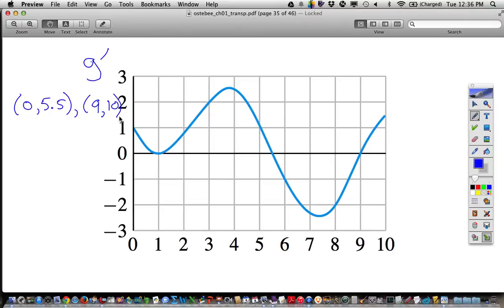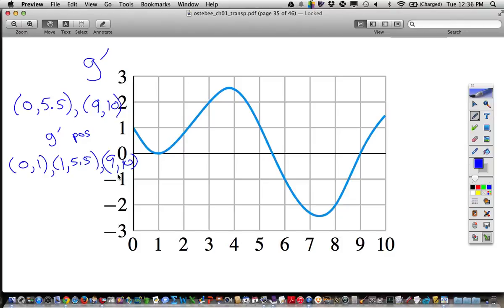If this question would have been, where is G prime positive? You would have said from 0 to 1, from 1 to 5.5, and from 9 to 10. So it's a little bit of a technicality, because G prime is not positive at 1, but G is increasing. All right, like I said, a little bit of technicality, but it is kind of important to keep track. G decreasing is kind of the same thing, negative. So it would be from 5.5 to 9.